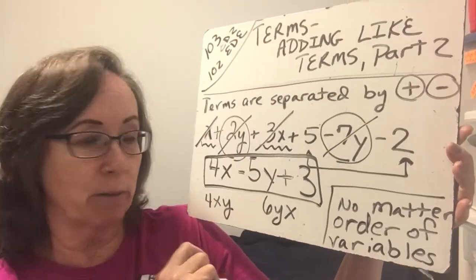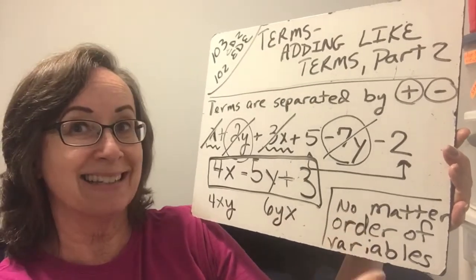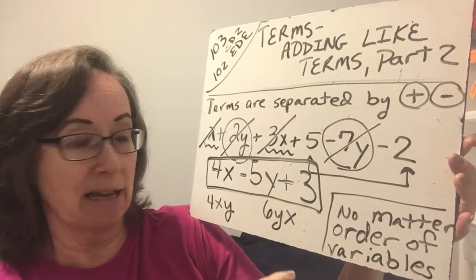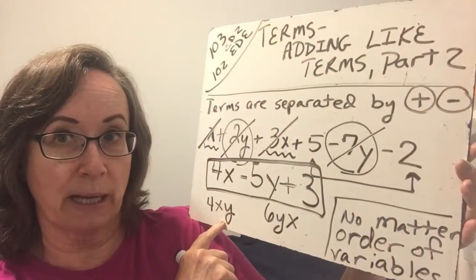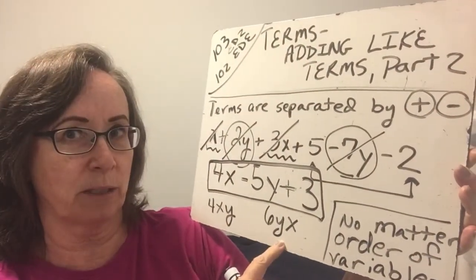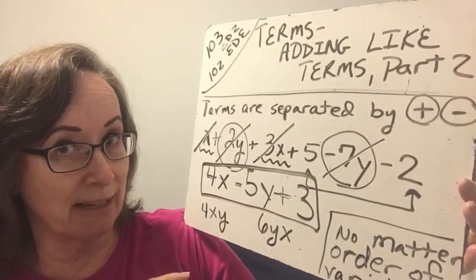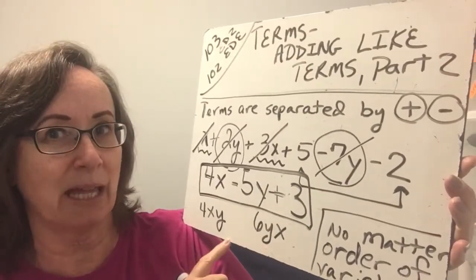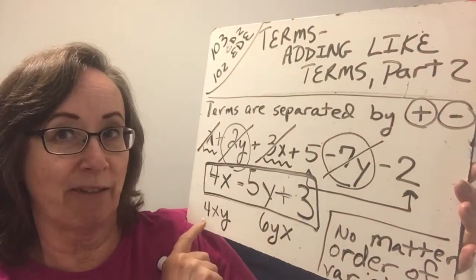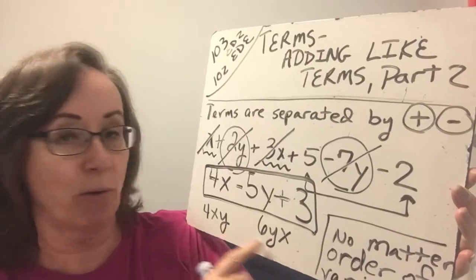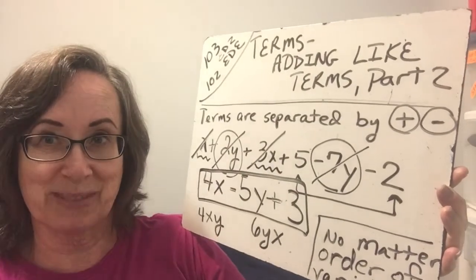Now, an important thing to remember is that order does not matter. The order of the variables does not matter. The X and Y are multiplied together. The Y and the X are multiplied together. Multiplication is commutative. We're going to get the same thing whether we say 4XY or 4YX. It's the same. Therefore, these are like terms.